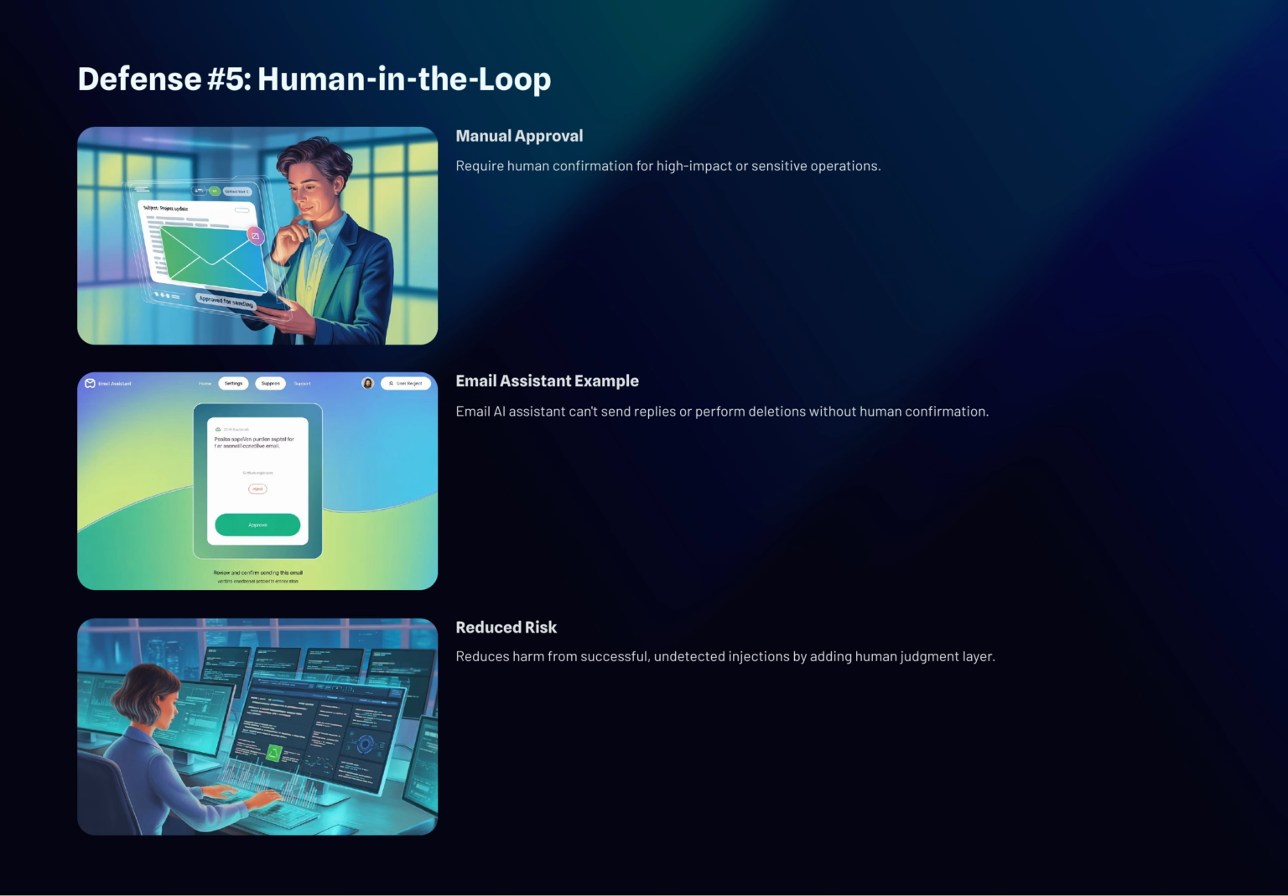Adding this human judgment layer significantly reduces risk. Even if a prompt injection manages to bypass other safeguards, it still won't succeed without a person stepping in to review and authorize the action. This approach helps catch possible errors or malicious attempts that automated defenses might miss, making it much harder for attackers to cause harm without detection.